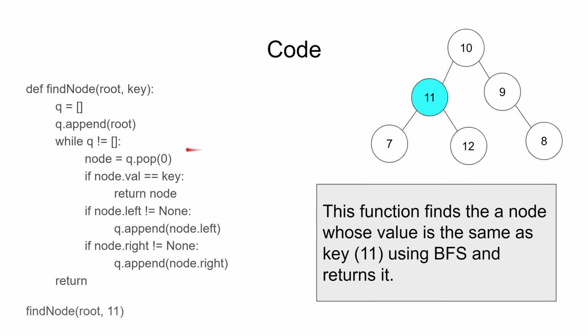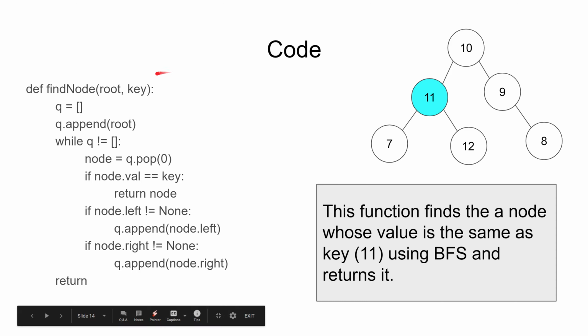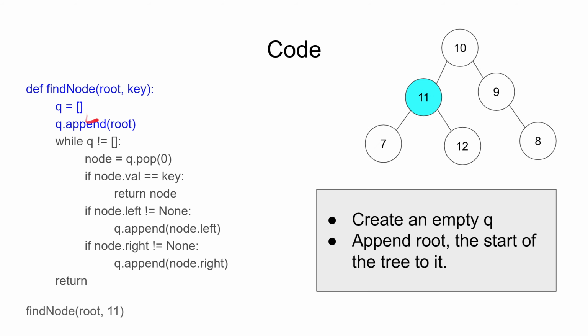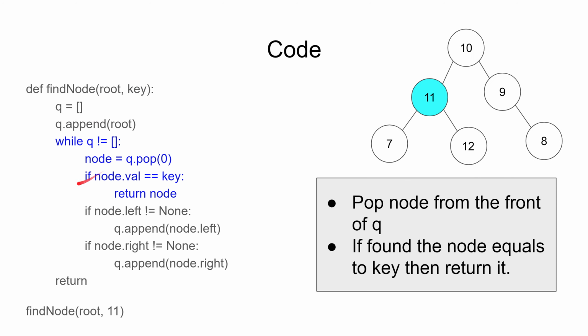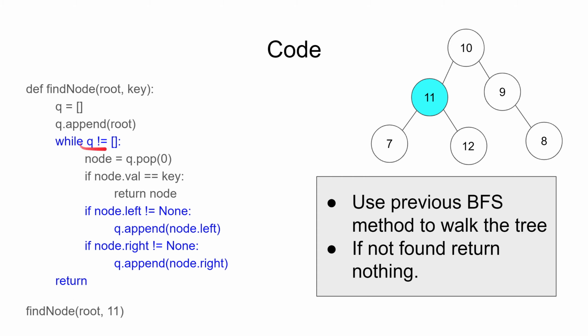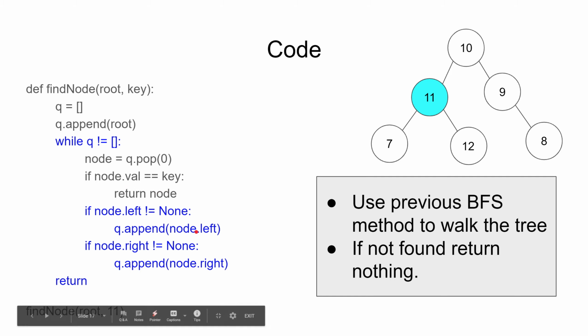The code to see if 11 or your input is in the tree also uses BFS. It makes the queue empty and appends to it again, and then has a while loop and pops out the front. And then it checks to see if the front value is equal to the key, because if it is, then you need to return it. And if it's not, it appends the left and right until it falls out of the while loop when the queue is empty. If it still hasn't found the node that has the same value as the key, then it will return none.